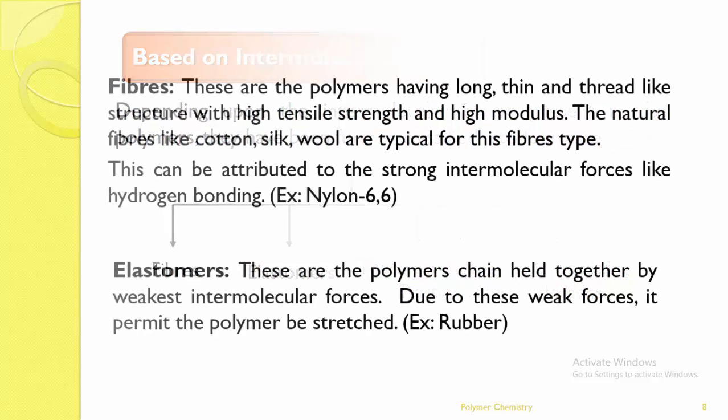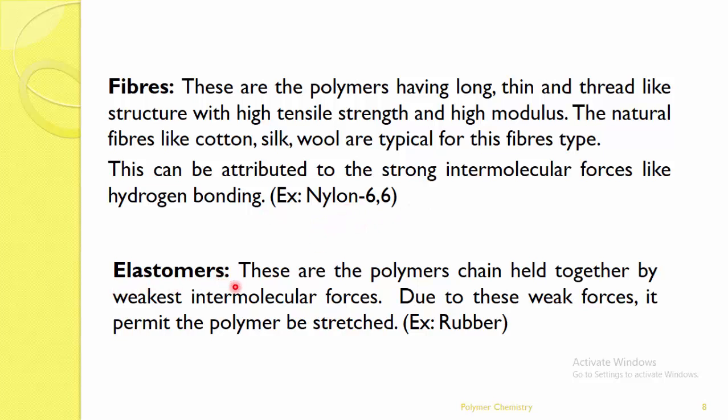Let me see these things. Fibers. What are fibers? These are the polymers having a long, thin, and thread-like structure with high tensile strength and high modulus. Natural fibers like cotton, silk, and wool are typical examples. This can be attributed to strong intermolecular forces like hydrogen bonding. In fibrous polymers, very important, there is strong hydrogen bonding. An example is the fibrous type nylon 66.